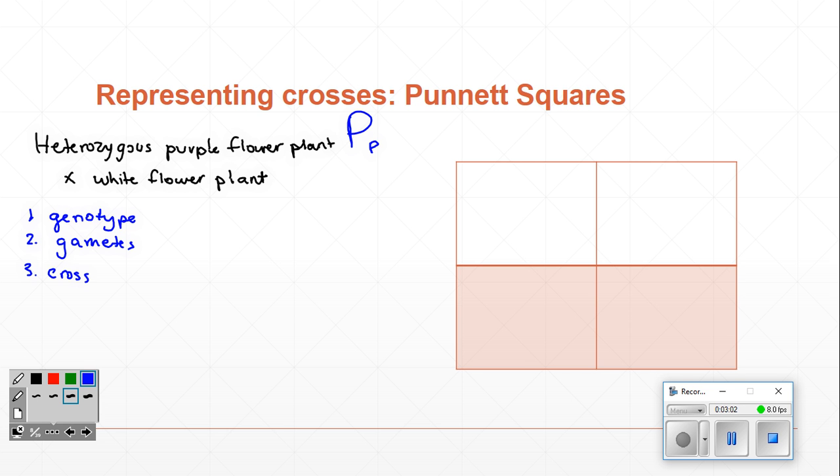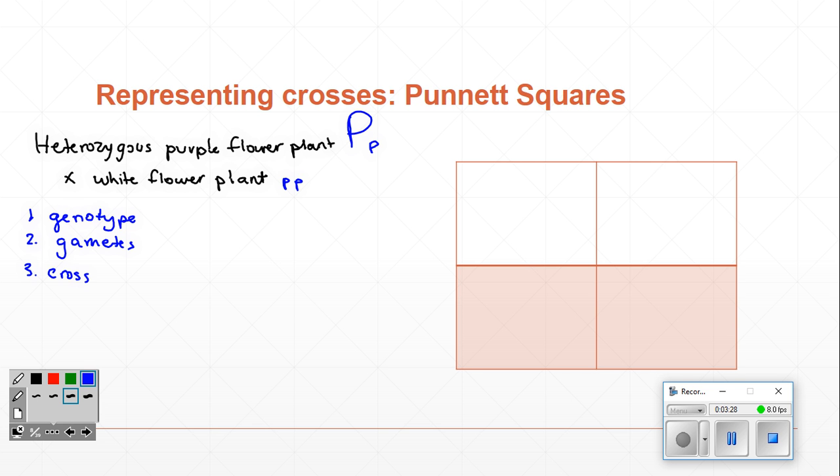The white flower plant has the recessive trait. If I think about what complete dominance means, it means that if I have even one copy of the dominant allele, then I show the dominant trait. That means that to have a recessive trait, you have to have two copies of the recessive allele. That's the only way that it will work. So those are the genotypes of the parents.